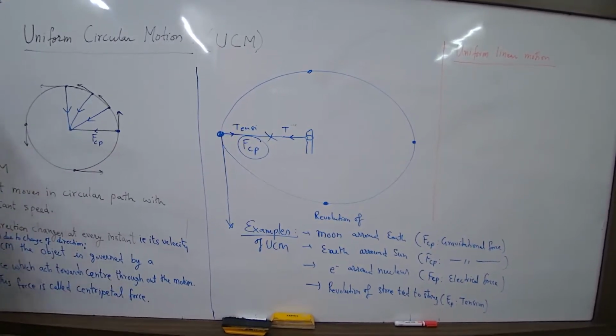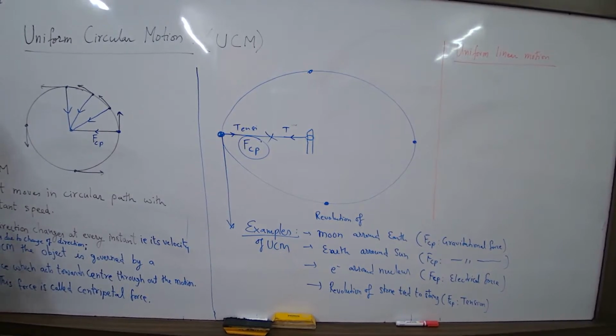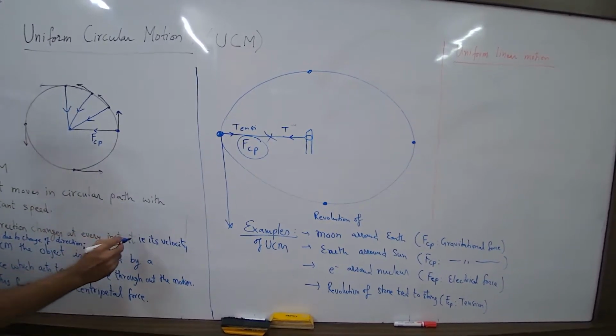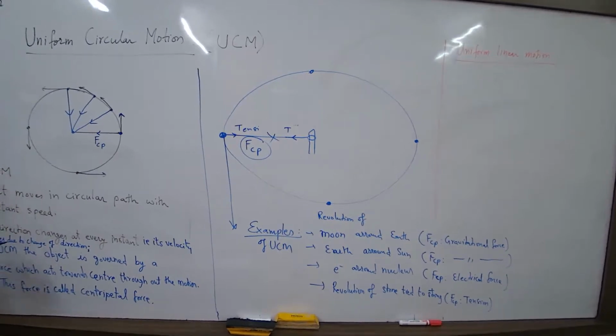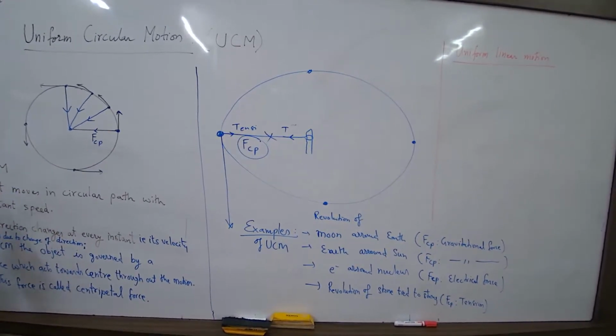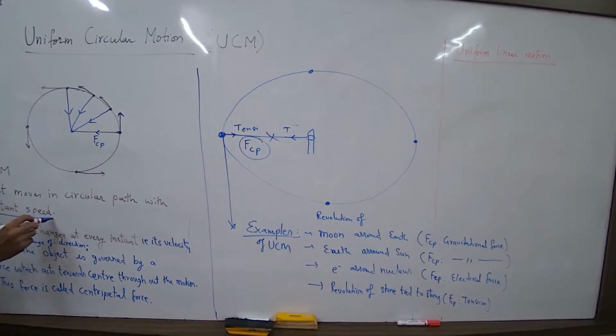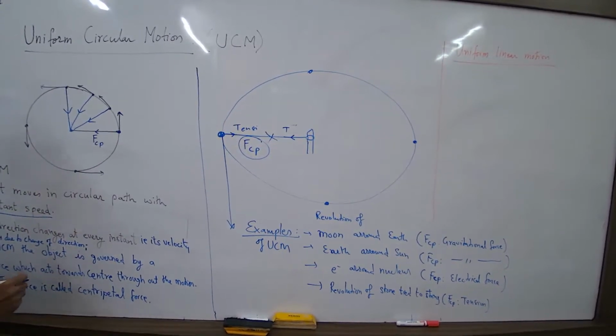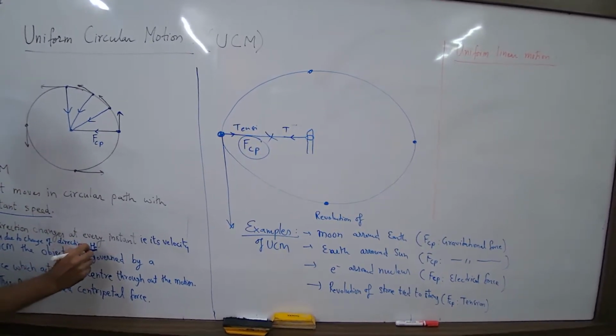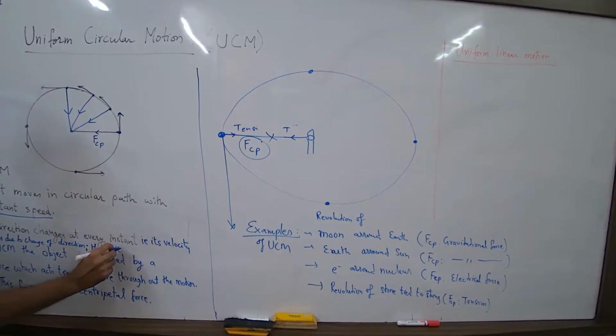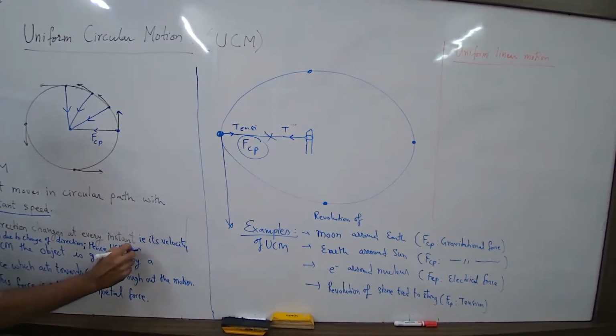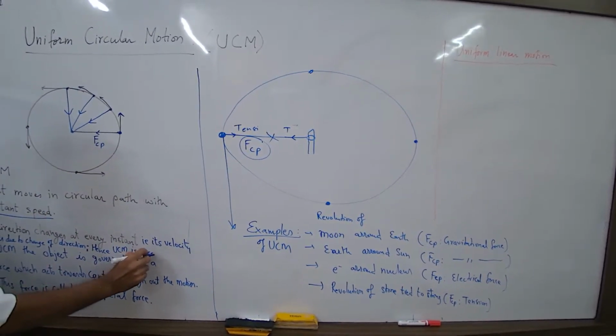Just add this in this point. Its direction changes at every instant. That is, its velocity changes. Speed is constant, but not velocity, due to change of direction. Hence, UCM is accelerated motion.